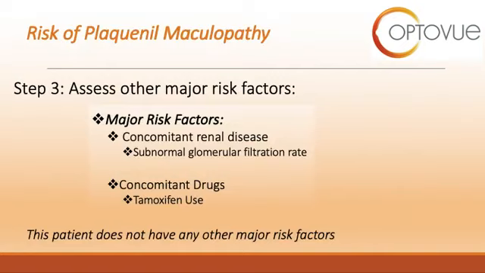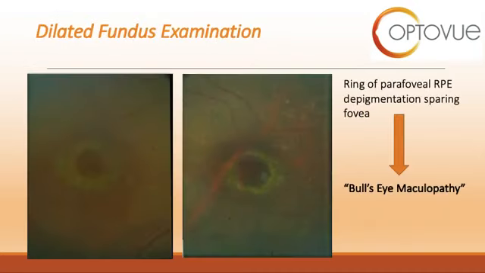The other risk factors that we want to look at are, does she have any other concomitant diseases? So does she have renal disease? No. Is she taking tamoxifen? No. So her major risk factors were her dosage and her duration of use. So when we look at her fundus, based on her symptomatology and her risk factors, we're expecting to see maculopathy.